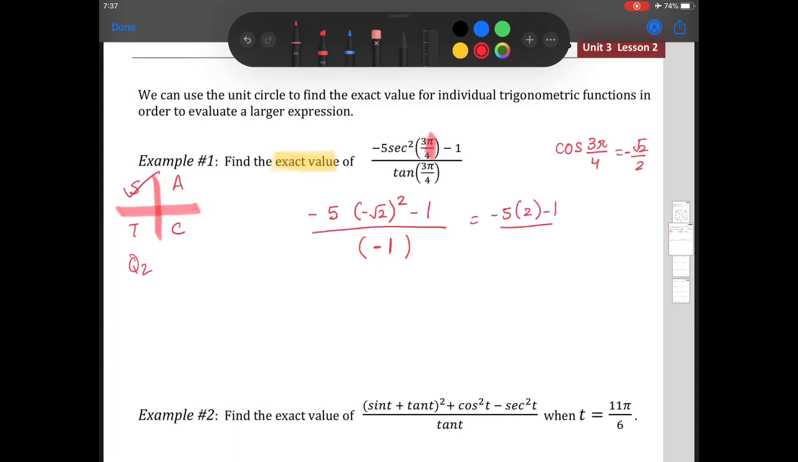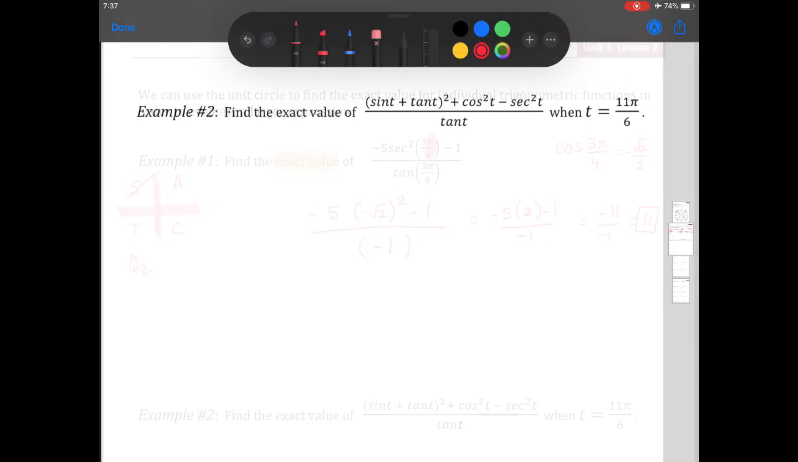Negative 5 times 2 minus 1 over negative 1, which is negative 5 times 2 is negative 10, minus 1 is negative 11, over negative 1, which is 11. So that's your exact value for this.